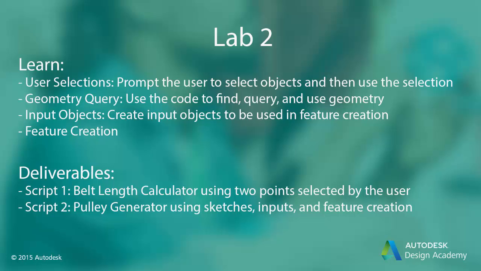The deliverables for lab 2, there's actually 2. The first one is a belt length calculator, where you'll have the user select 2 points, and then you will take those points in and calculate how long a belt would need to be if there were 2 pulleys of a certain radius at those points. And then the second script will actually use feature creation to create a full pulley.